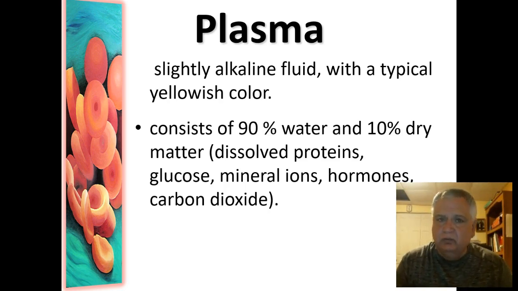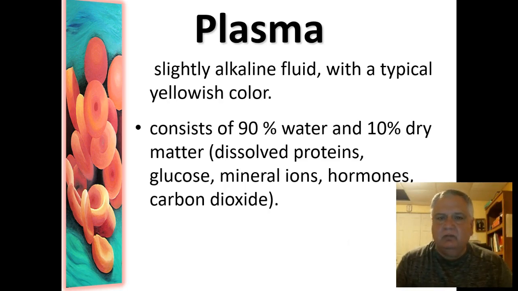Okay, so two components of the blood, the plasma and the formed elements. Let's take a closer look at the plasma first. Plasma is a slightly alkaline fluid. What does that mean? It means it has a pH slightly above 7. A good pH is usually around 7.35. And it has a typical yellowish color because of the high concentration of proteins that are in it.